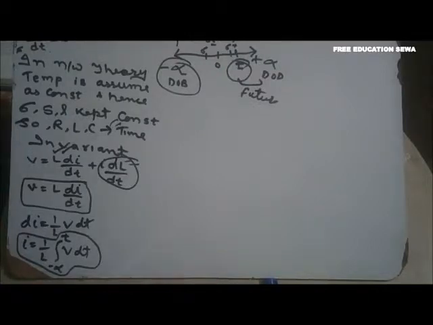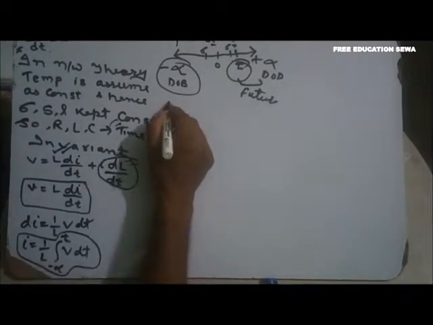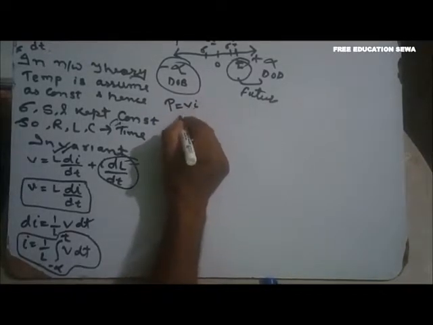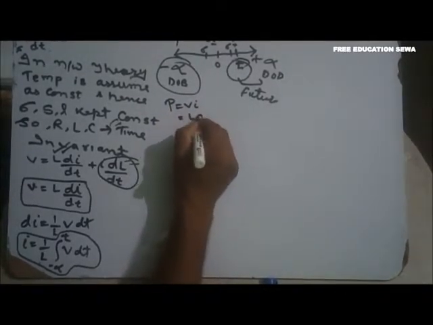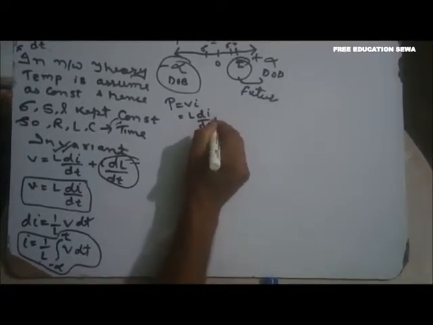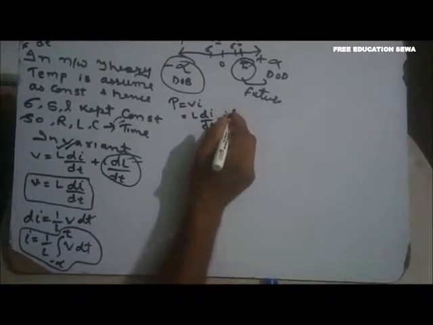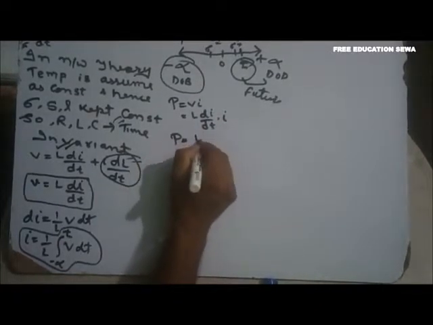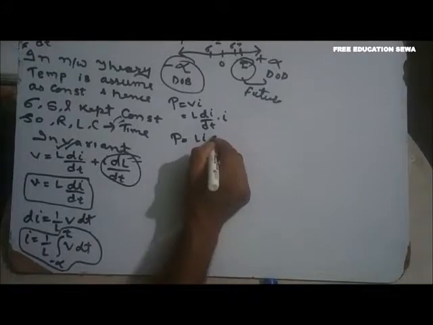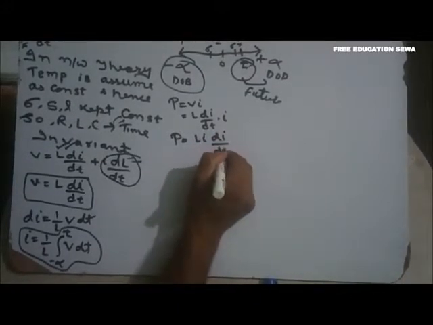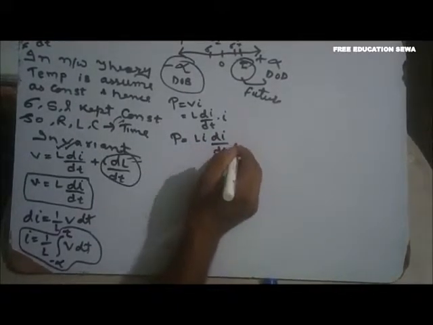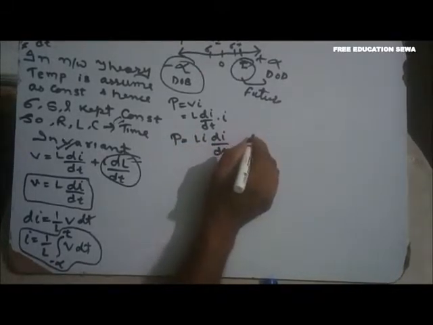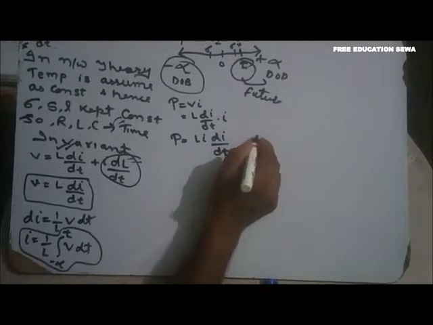Now let's see. We know that P equals VI, power equals voltage into current, and voltage is given by L di/dt, so P equals L di/dt into i. This is one important formula, where P is the instantaneous power and the unit is watt.